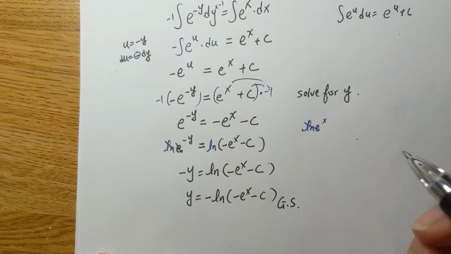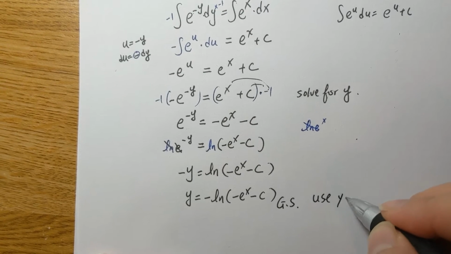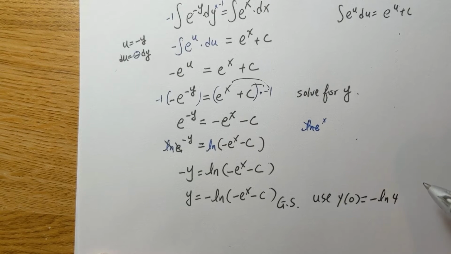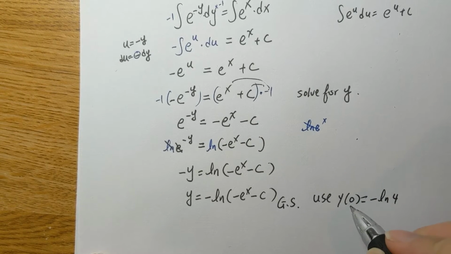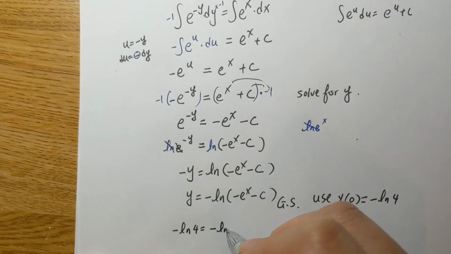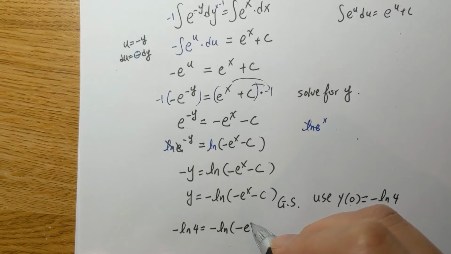To find a particular solution, we have to use y at 0 equal to negative ln 4, which was given. So when x equals 0, y equals negative ln 4. So we put negative ln 4 equal to negative ln, and then you replace x by 0.